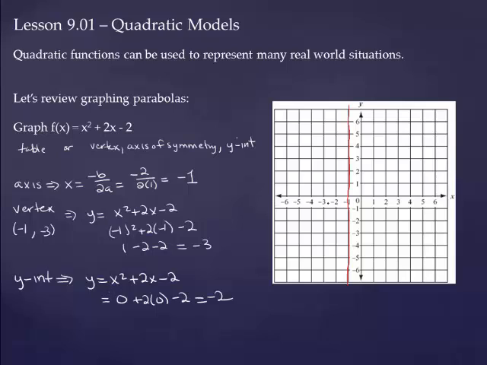So now I'll plot my points. My vertex occurs at negative 1, negative 3. My y-intercept is negative 2, which is 1 away from my axis of symmetry, so I go one more. Now, this gives me a U, and that's my graph.